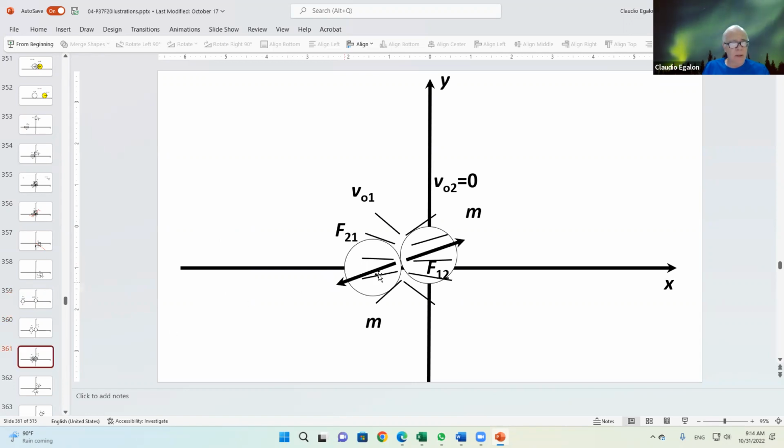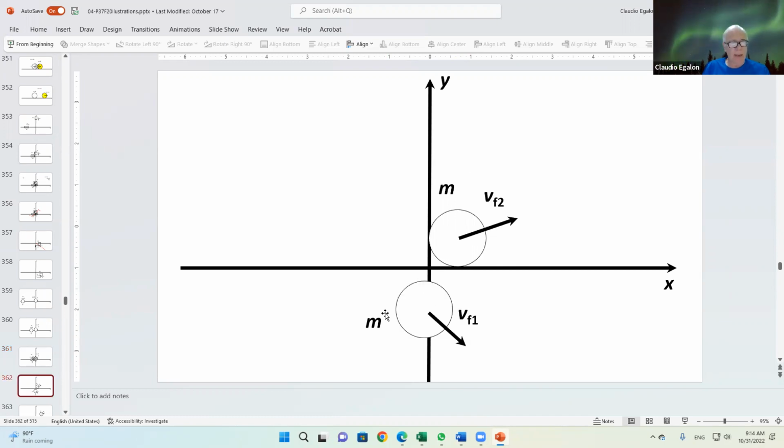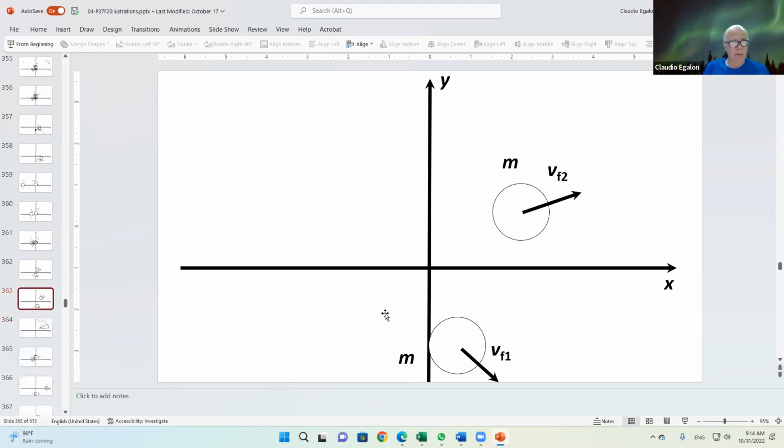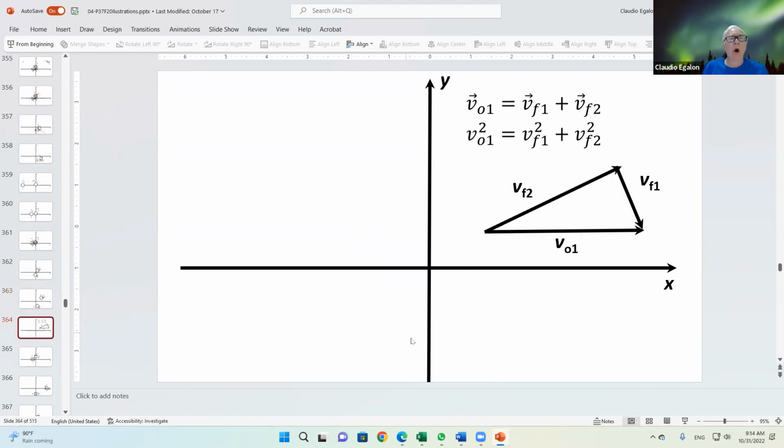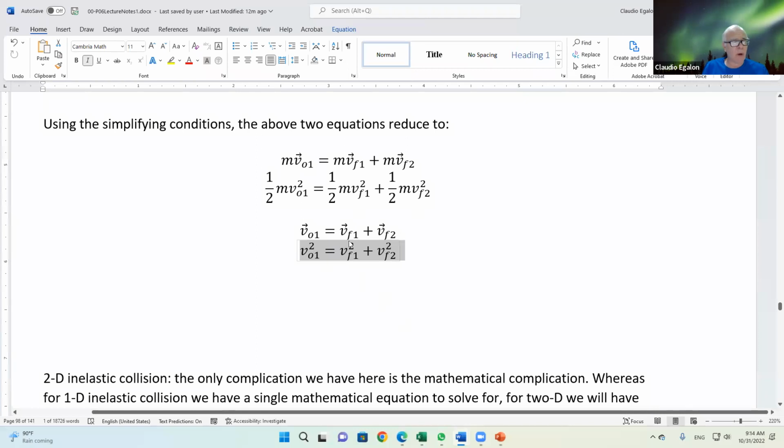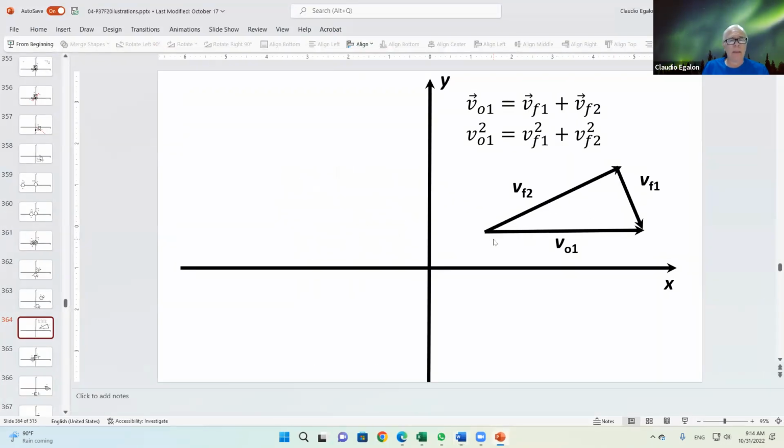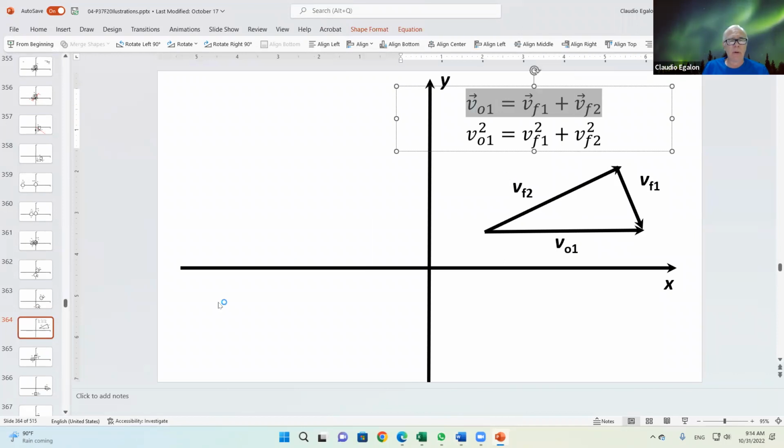And because they're a little bit off, the force applied to those two balls, instead of being along the x-axis, is gonna make an angle with the x-axis, okay? So we have this final velocity of two and this final velocity of one. The question is, what's gonna be the angle between those two, right? And they move away. According to our equations that we saw right here, V naught one is the final one plus the final two. It's a vectorial equation. V naught one is going to be the sum of the final one and the final two, right? That's the vectorial equation that you saw before.